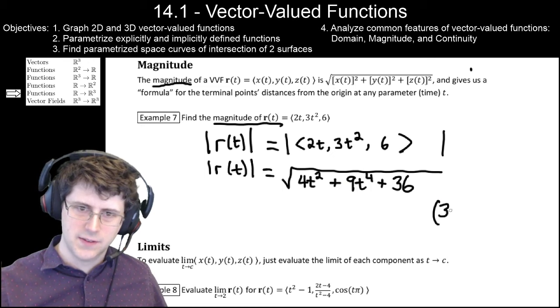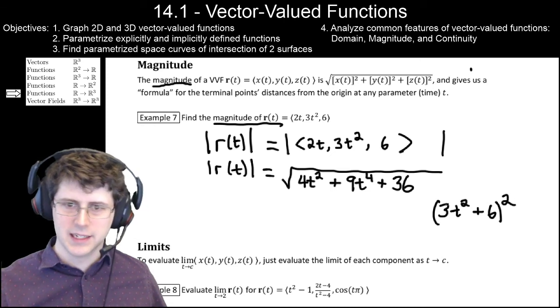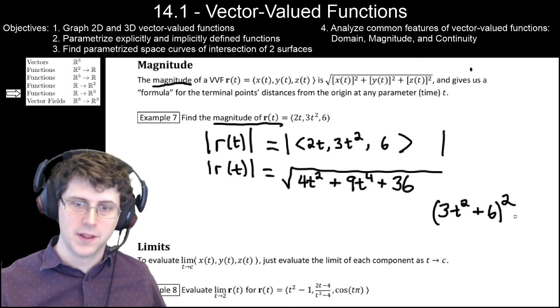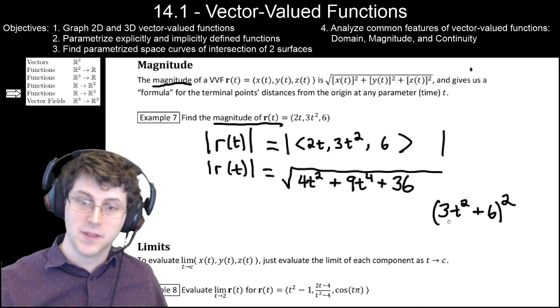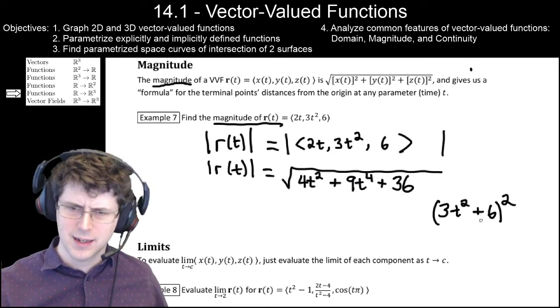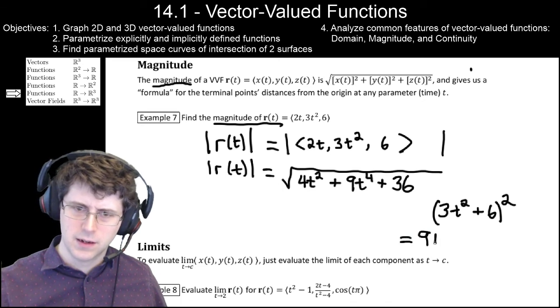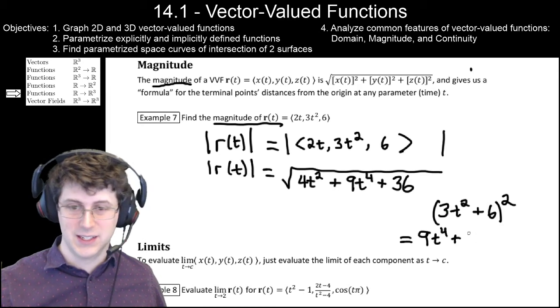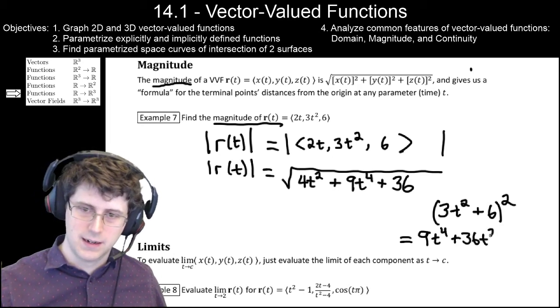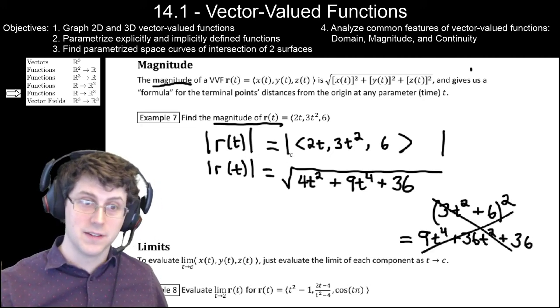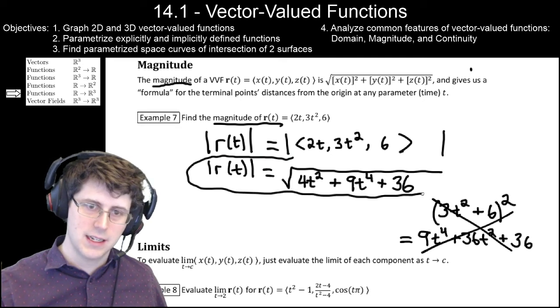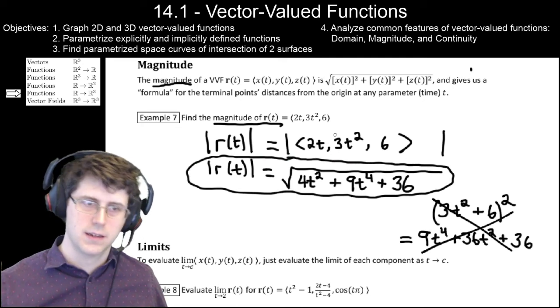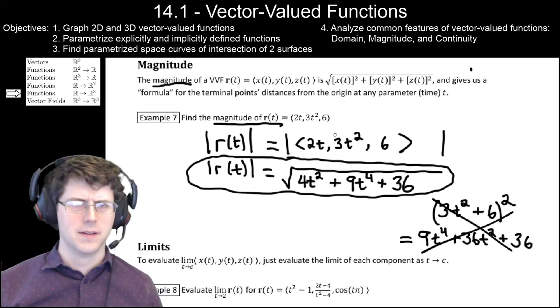Let's see if it's 3t squared plus 6 squared. Because then 3t squared squared would be 9t to the 4th, and 6 squared would be 36. If the middle term matches, then we can simplify this a lot. But here the middle term is going to be 2 times 3t squared times 6. So this isn't what we want. So never mind. So the magnitude of r of t is, well, there's not much to do here. We just found the magnitude.